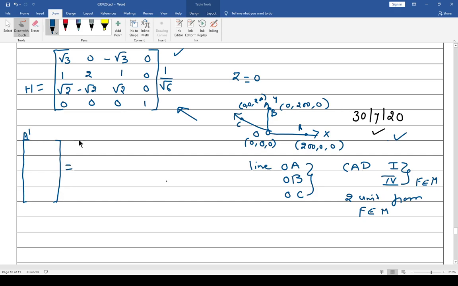That will be equal to 1 by root 6, then root 3, 0, minus root 3, 0, 1, 2, 1, 0, then root 2, minus root 2, root 2, 0, 0, 0, 1.